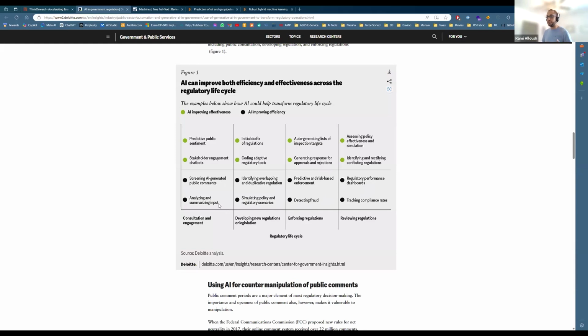Analyzing and summarizing input, all of these things that it's being done but it can be improved. So this is, I would stop here. Like this is the summary. When we talked last time and we had the discussion, how can AI be utilized in the regulation front? I think this is useful to be looked at.